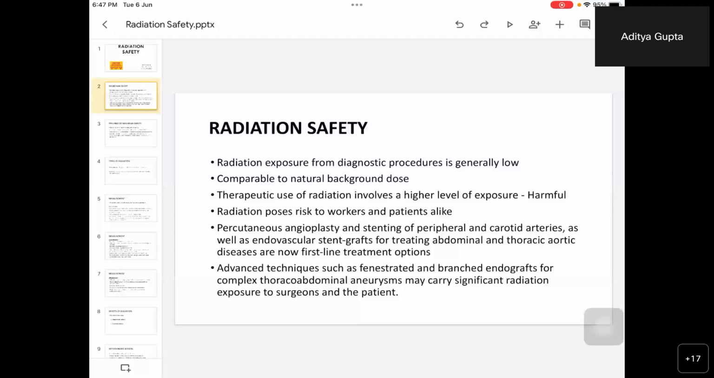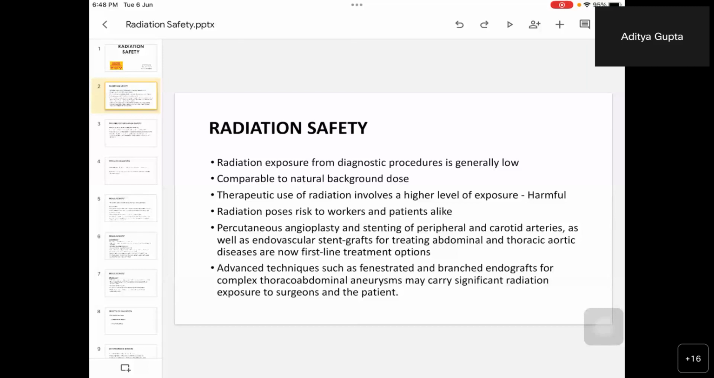Nowadays, percutaneous angioplasty and stenting of peripheral and carotid arteries, as well as endovascular stent grafts for treating abdominal and thoracic aortic diseases, are the first-line treatment options. And moreover, advanced techniques such as advanced grafts for abdominal aneurysms may carry significant radiation exposures to the surgeons as well as the patient.